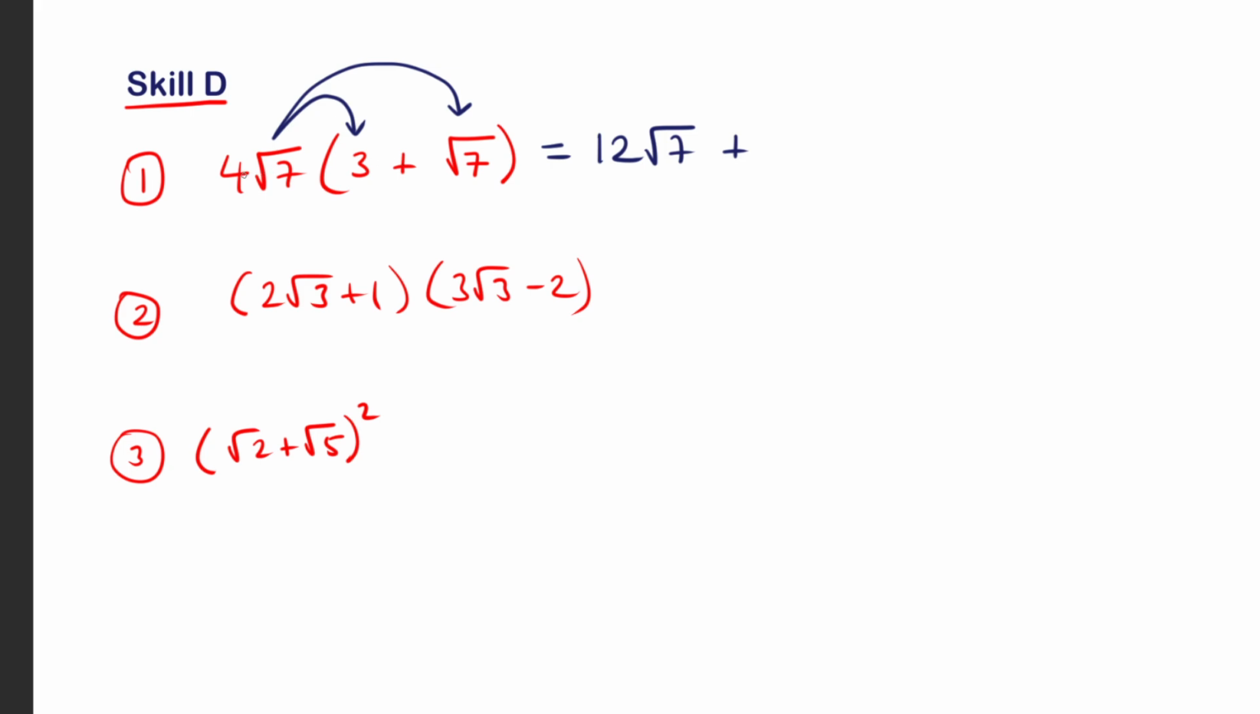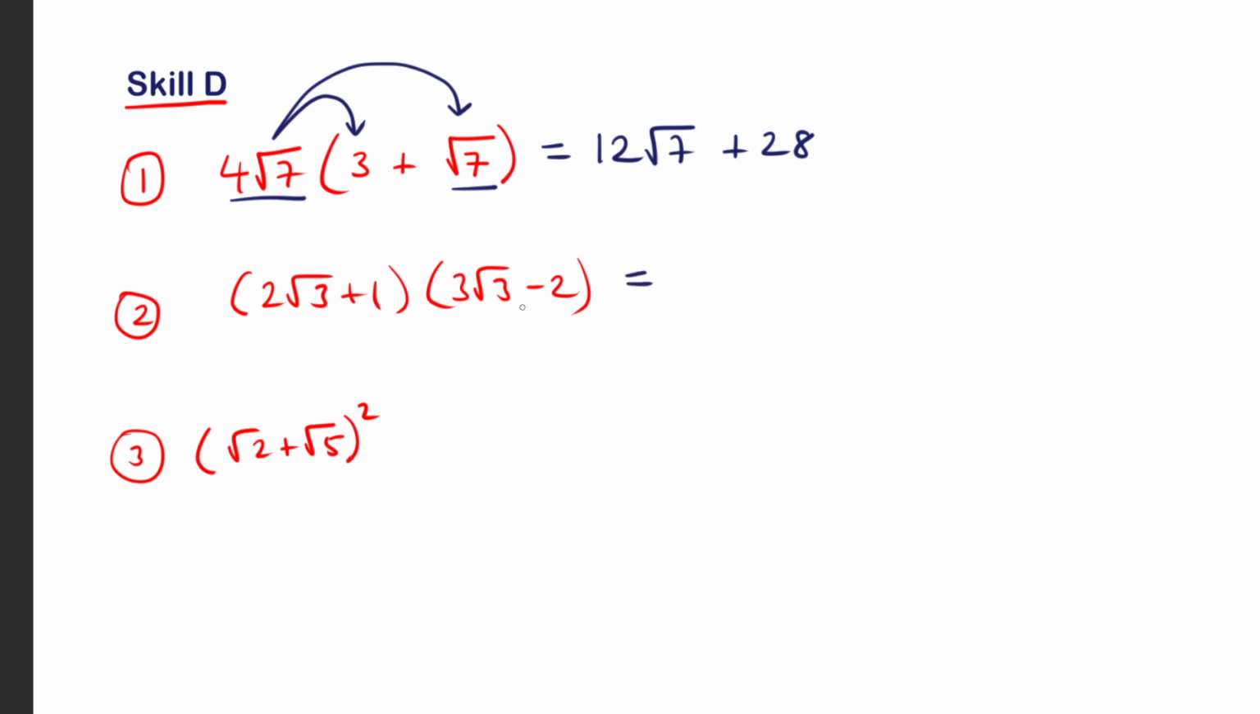And now we need to do 4 root 7 times root 7. So it's this times this. Well, okay, we've got the 4 there, but we've got root 7 times root 7. Now, root 7 times root 7 is 7. And then you're still timesing by the 4. 4 times 7, 28. Okay, so that would be the answer.